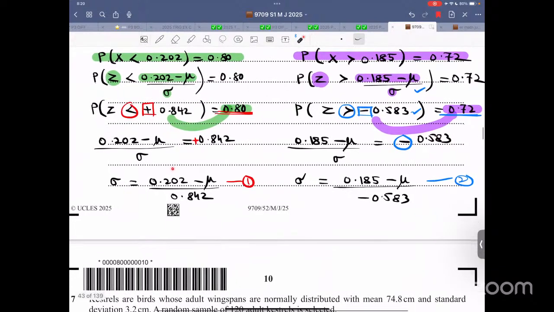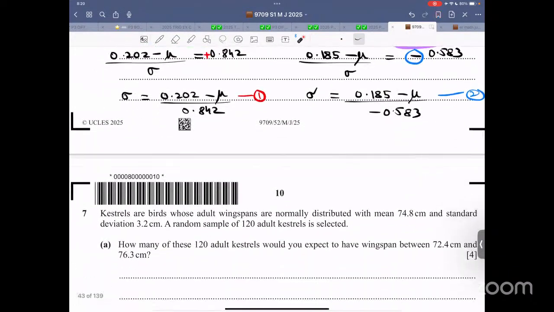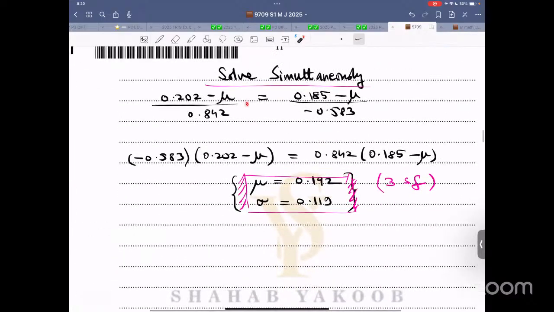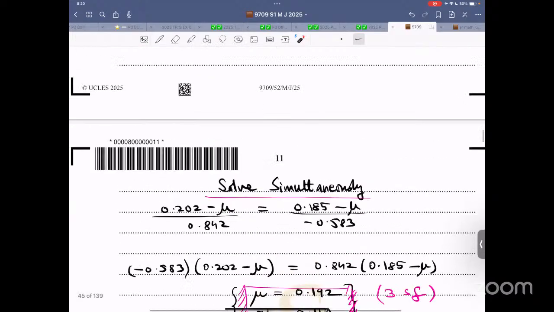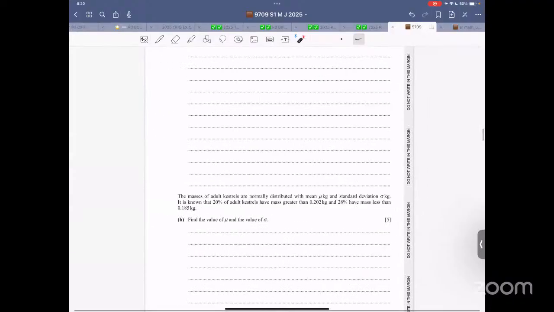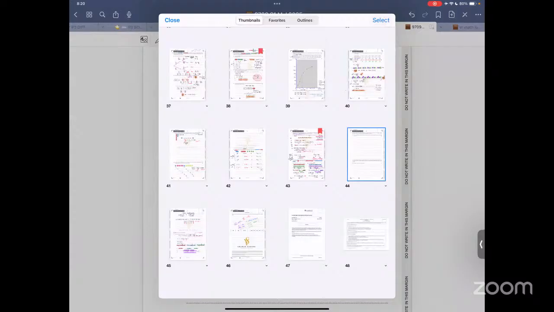You are getting two equations. You solve simultaneously and you get the answer. I think it's on the next page. Over here. Solve simultaneously, you get mu, you get sigma. Correct to 3 significant figures. And now that was this thing. This is all done and dusted. So let me just remove this page over here.